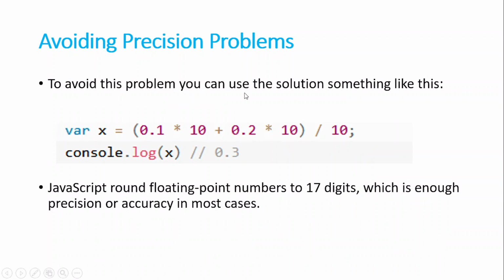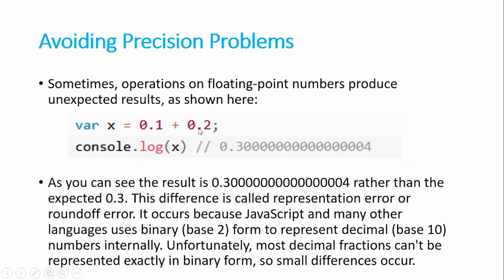To avoid this problem, you can use a solution something like this. You can see in this, if you add them and divide by 10, then it will give you the right result. So 0.1 multiplied by 10 plus 0.2 multiplied by 10, and then we add both of them and divide by 10. So actually first we multiplied them and then we divided them, so it is the same as 0.1 plus 0.2.